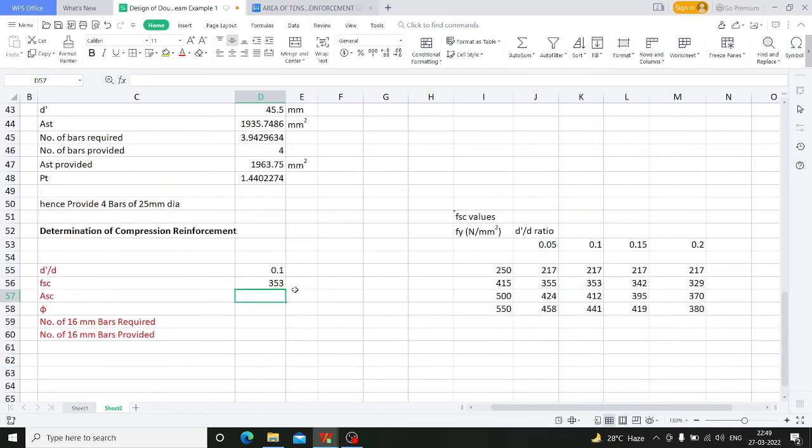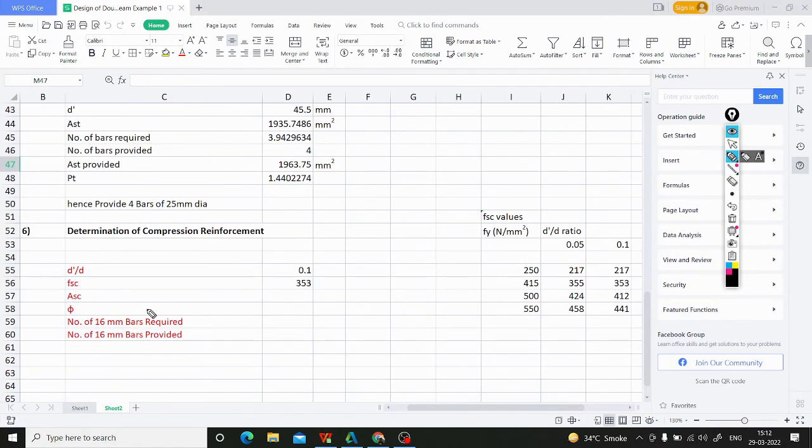Now you see you are getting 353. Our FY value is 415 and d dash by D is 0.1. So the exact value of FSC we are getting is 353. If your d dash by D is 0.15, then you would be getting the value 342. Okay, so in this way we can determine the FSC value.